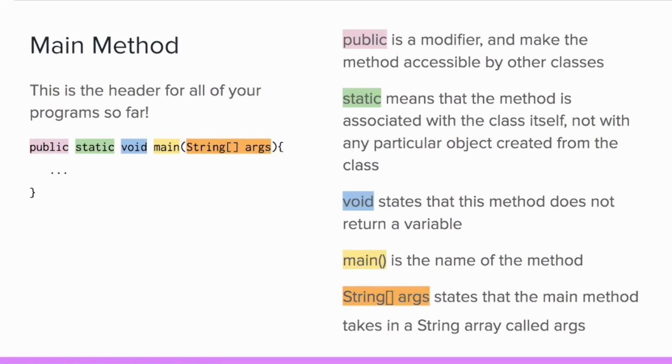Here's a quick recap. This is the header for all of your programs so far. These methods are called main methods. Public is a modifier and it makes the method accessible by other classes. Static means that the method is associated with the class itself, not with any particular object created from the class. Void states that this method does not return any value. Main is the method name, and String args states that the main method takes in a string array called args.